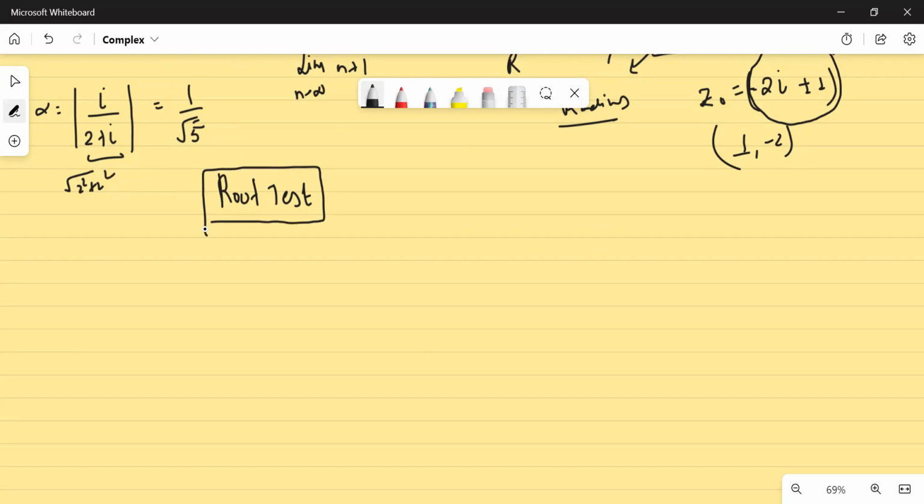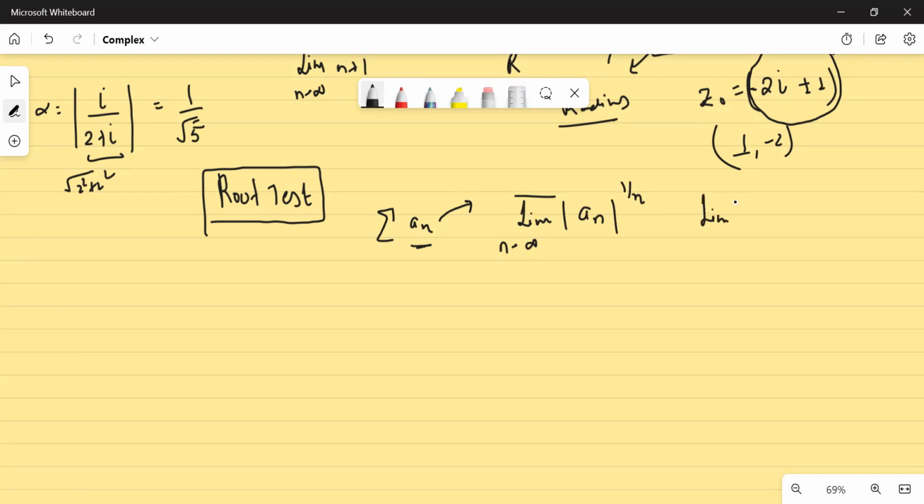So instead of finding the ratio, you are supposed to find the root of it. So what does that test say? Let's say if I have a series summation a_n, and how do we judge whether this particular series is convergent? So this particular series is convergent if the limit as n tends to infinity of mod a_n raised to power 1 upon n, written as a supremum.